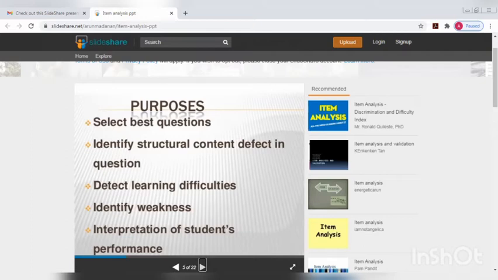Next is to identify the structural content defect in the question. Detect learning difficulties, identify the weakness. It also helps to identify the weakness. Our first preference is to find the difficulties, weakness, and strength. But when it comes to the performance of both groups, the first group, that is the high level group, and the second group, that is the low level group, among both groups, when they are able to answer, both groups are at an average point of view, that will come under the performance task.